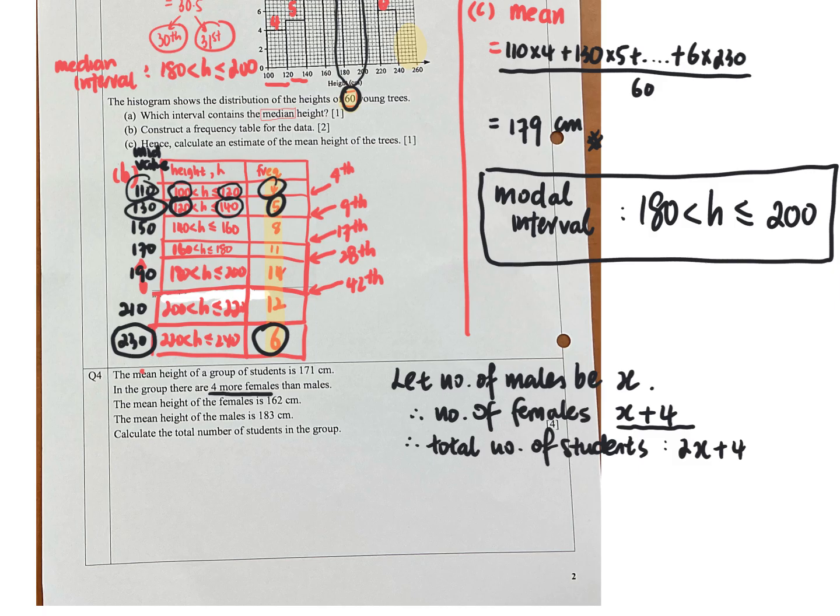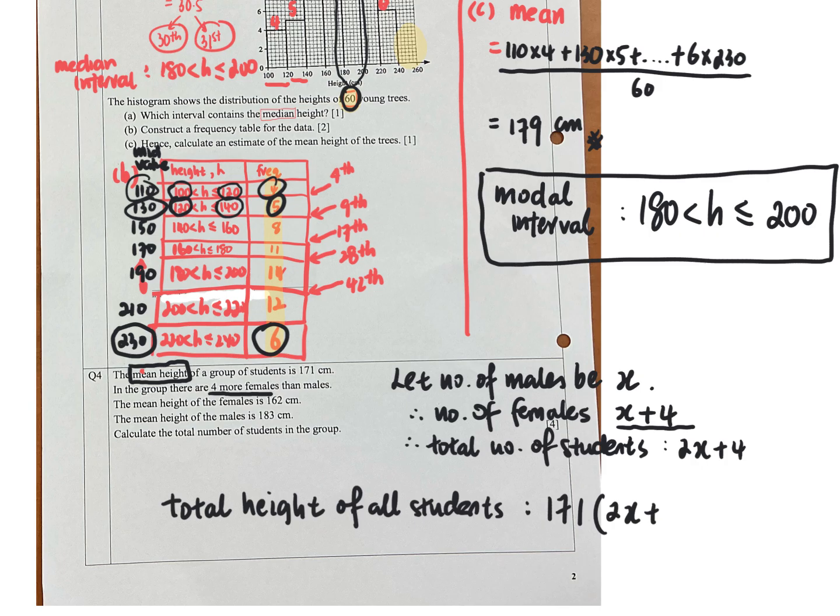Okay? So knowing all this, now you can calculate, you need to solve for the total number of students, right? So what I do is, they say the mean height for the whole group is 171. So I can find the total height first. The total height of all the students would be 171 multiplied by 2x plus 4, because these are the total number of students I have. Each of them are at an average height of 171. So this gives me the total.